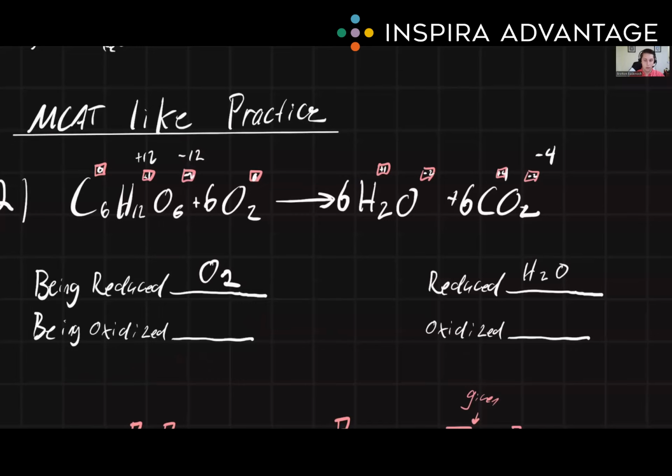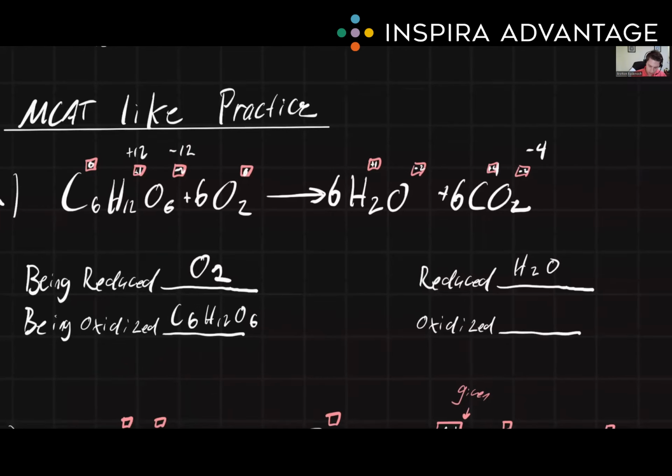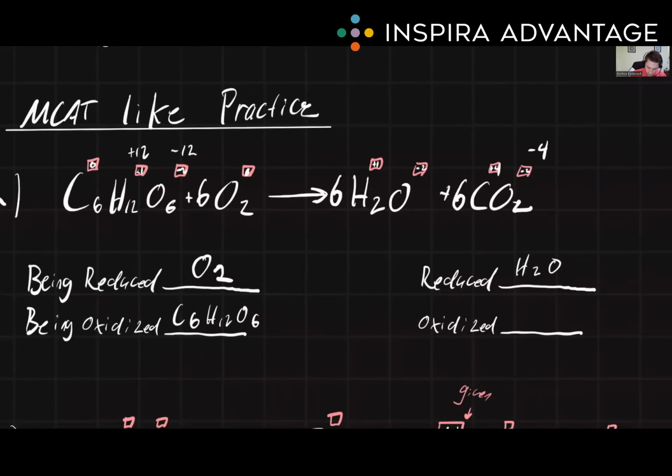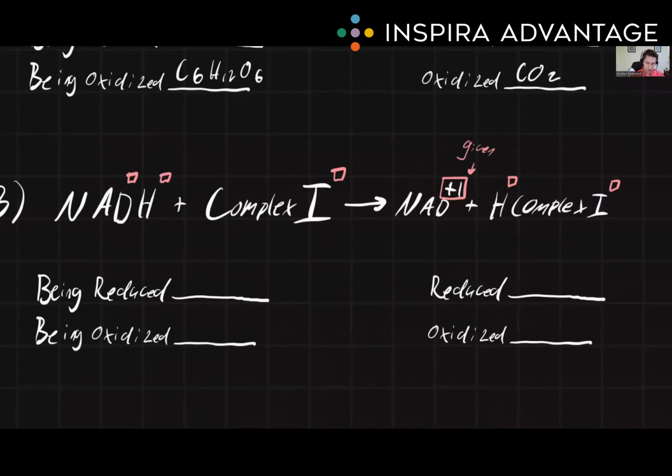Then because the carbon is going from 0 to +4, aka it is losing 4 electrons, it must be being oxidized. So we'll put our sugar on the being oxidized. And if it's being oxidized, the product must be, well, oxidized, which is just going to be our CO2. Nice work. And if that was tricky for you, don't worry, because you get another shot at it. We'll let you try another one.